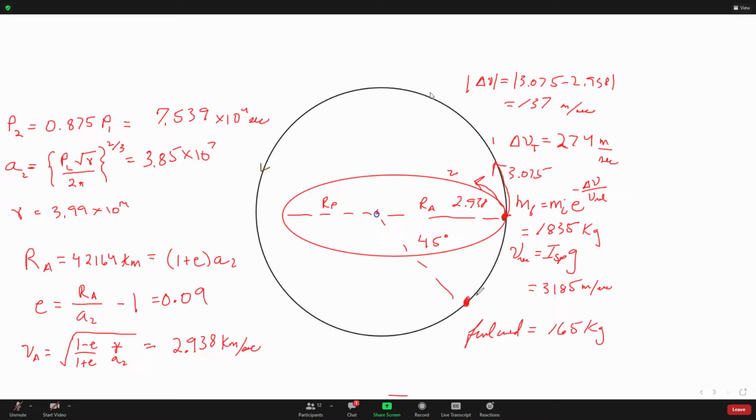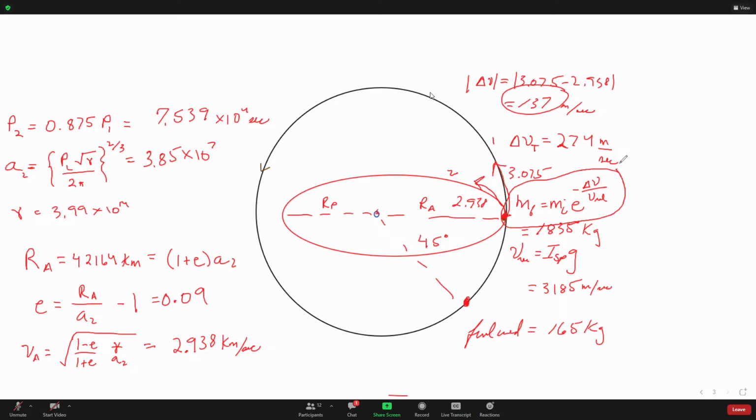Okay, I do have one question, Professor. Go ahead. How did you get the number of 274 meters per second and the number of the fuel used? 274 is twice that, because you have to have this delta V at the beginning and you have to have this delta V at the end. So you add the delta V's together to get 274. Now you put the 274 into the Tsiolkovsky equation.